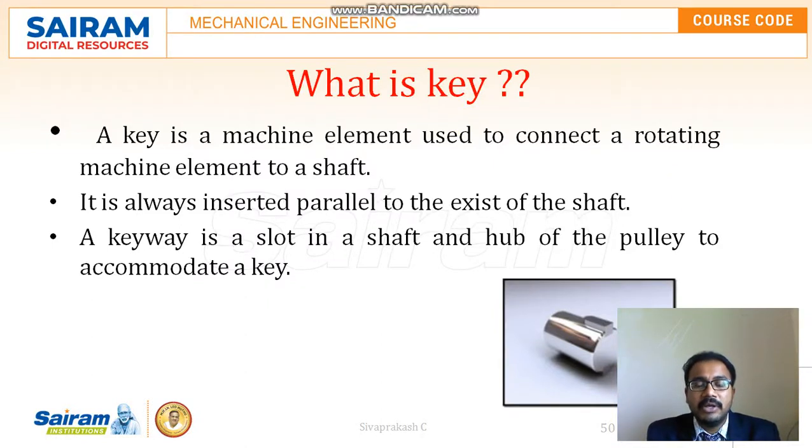A key is a machine element used to connect a rotating machine element to a shaft. It is always inserted parallel to the axis of the shaft. A keyway is a slot in a shaft and a hub of the pulley to accommodate a key. You can see this piece of shaft I took, where there is a small gap. In this gap only I'll be inserting the key.